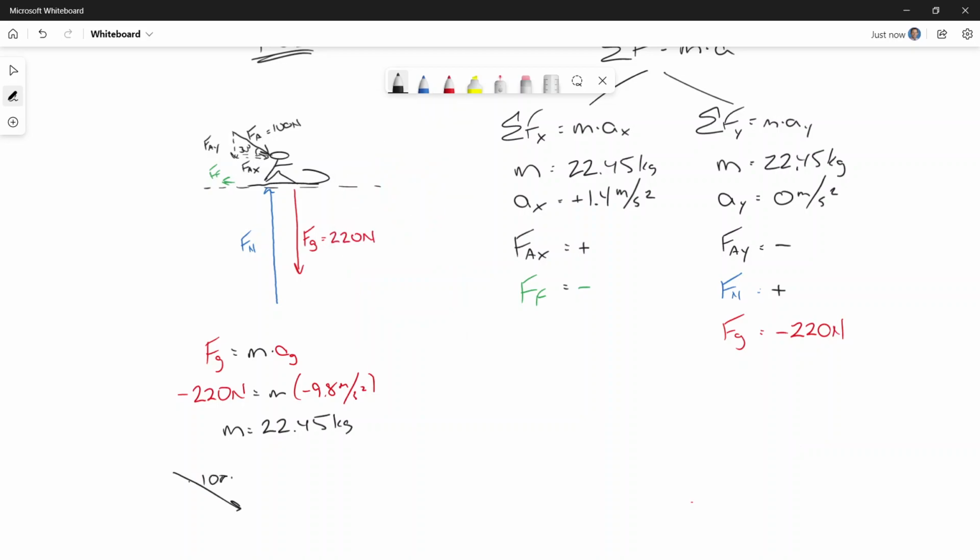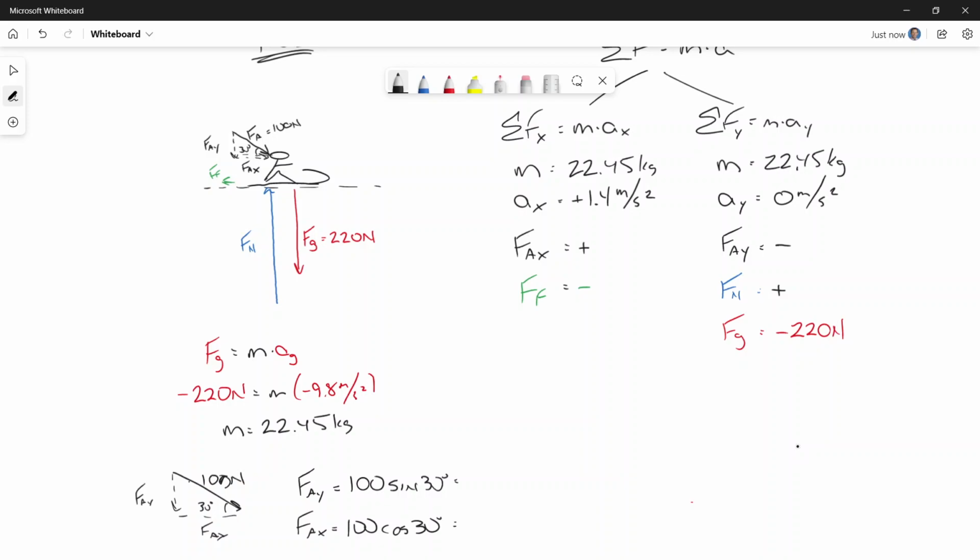It is 100 newtons, and that applied force has a piece in the y, and it has a piece in the x. And if this is 30 degrees, then the applied in the y is the opposite. So my applied force in the y is going to be the hypotenuse times the sine of 30 degrees. And the applied force in the x is going to be the hypotenuse times the cosine of 30 degrees.